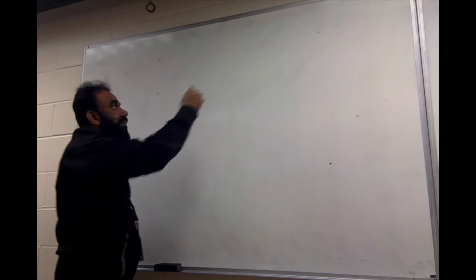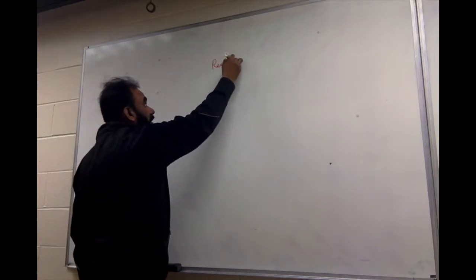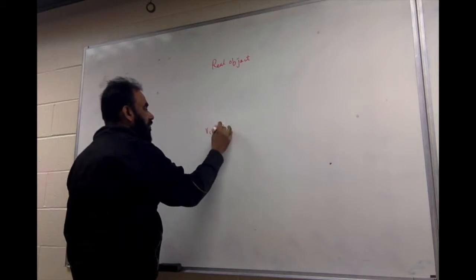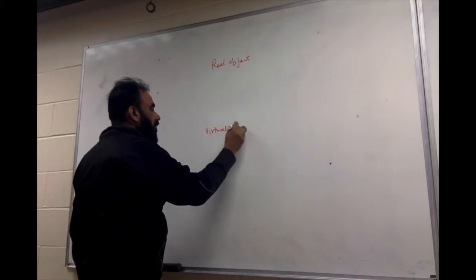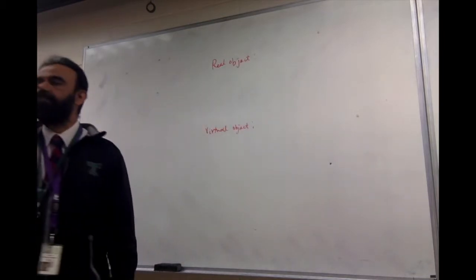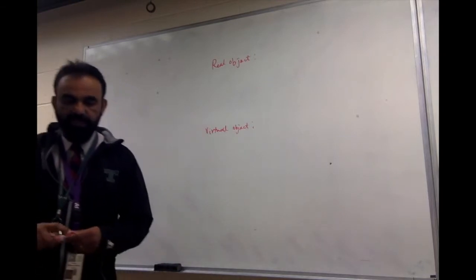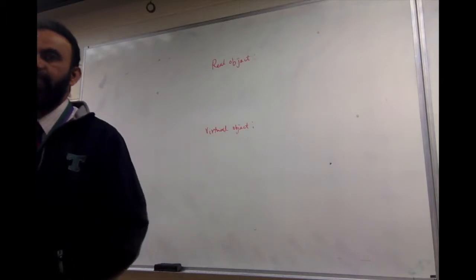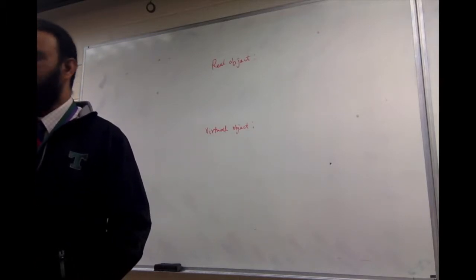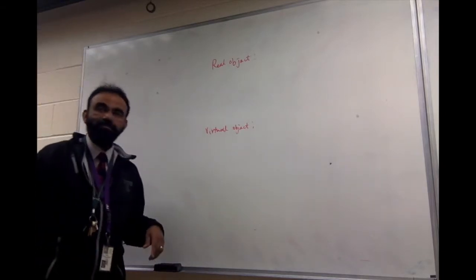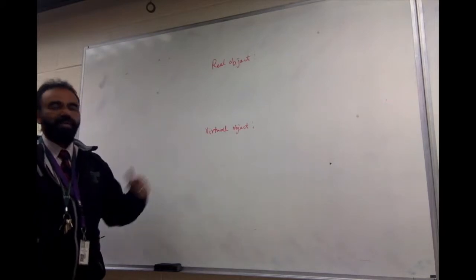So, first of all, you should know what is a real object and what is a virtual object. You should know the difference between a real object and a virtual object. Remember when we did mirrors and stuff like that, I never mentioned virtual object. I told you it is not something that happens all the time. So we just skipped it and we went to all distances are real. But now it is time to learn what exactly is a virtual object.